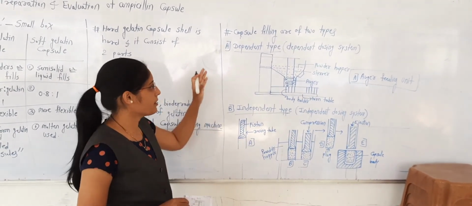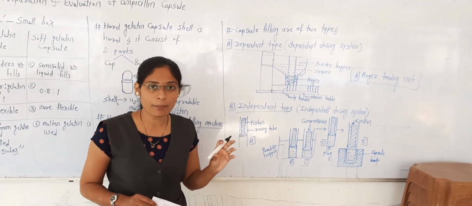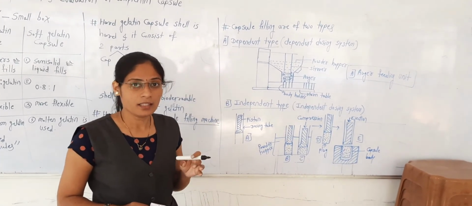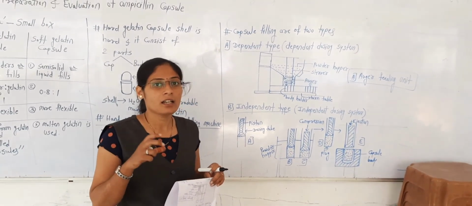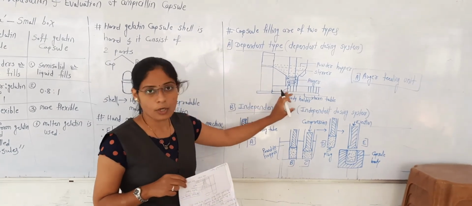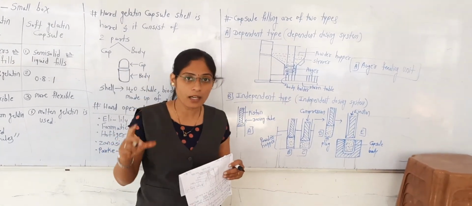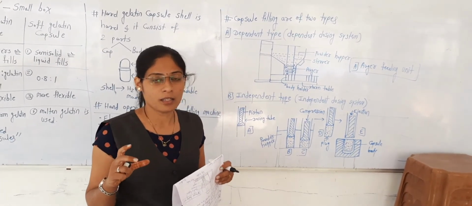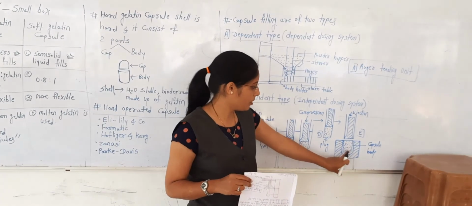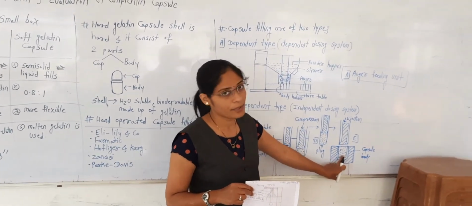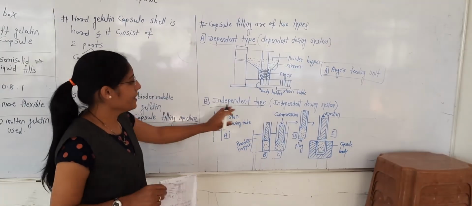So see here the difference. In the dependent type, we fill the capsule body part directly with the powder sample, inside that empty capsule body part. But in the independent type, we first form a plug of that powder or medicament, and then we place that plug inside the empty capsule body part.